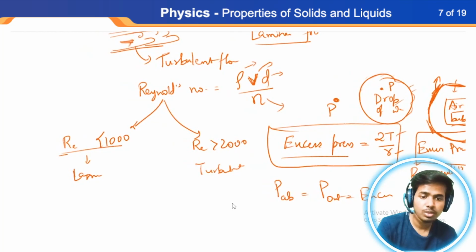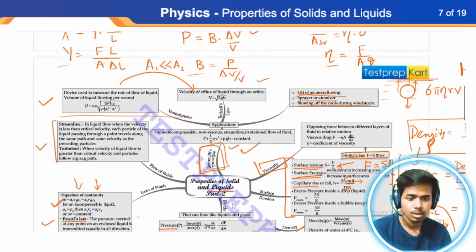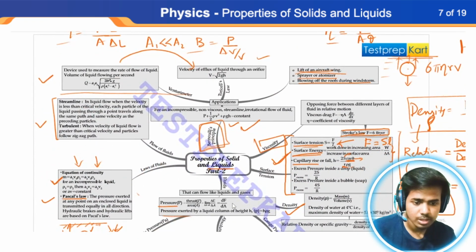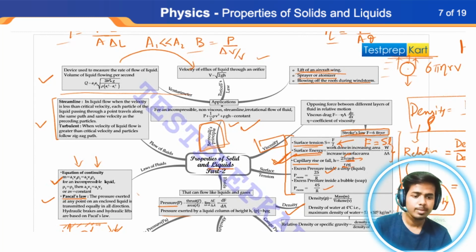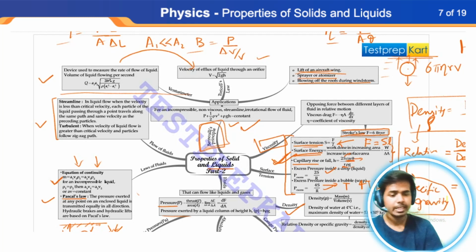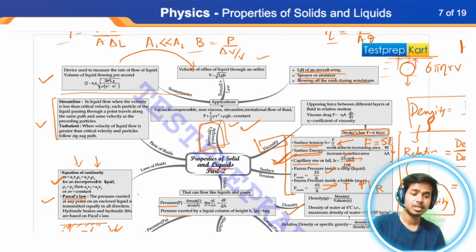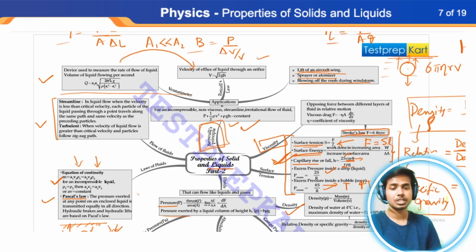So this was about the surface tension, which was this particular box, 2S by R and 4S by R. Many times S is also represented in the form of T. So this can be said as 4T by R. T and S are both representations of the term which is surface tension.